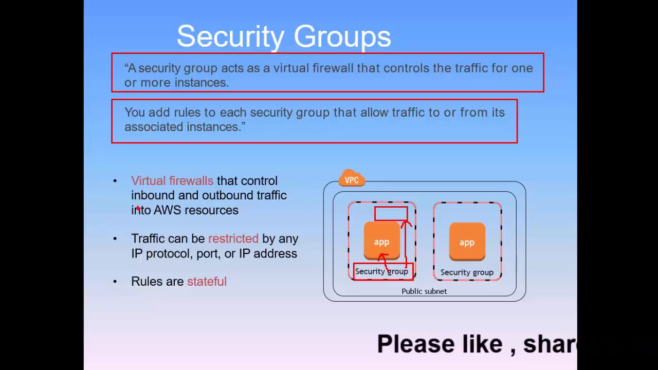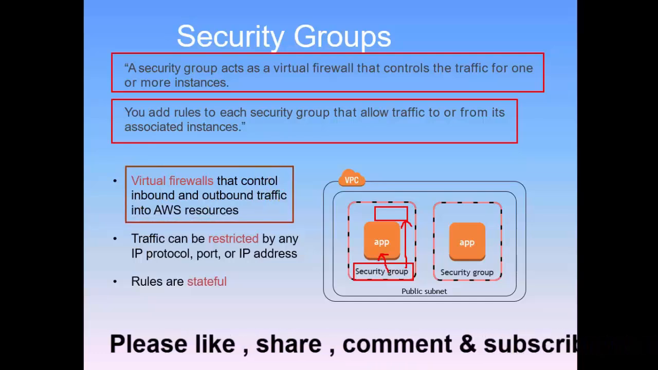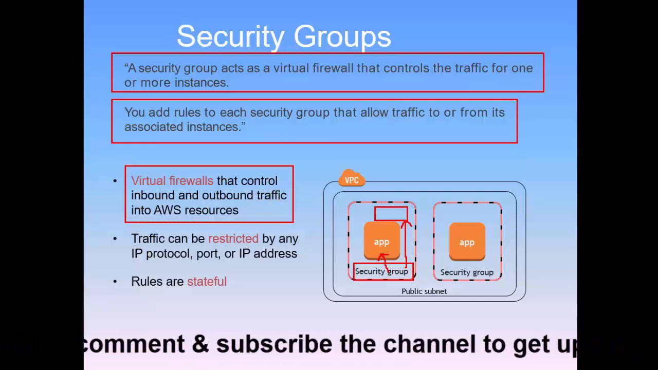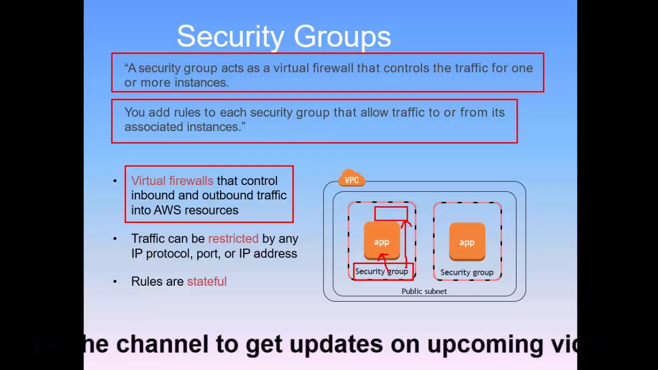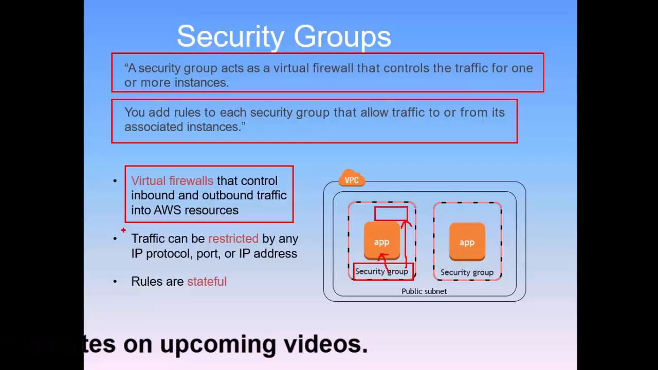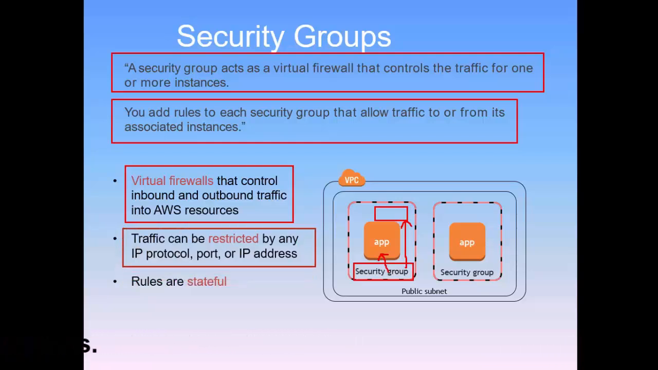So it is an AWS firewall that controls inbound and outbound traffic into the AWS resources. Traffic can be restricted by any IP protocol, port number, IP address. So we can restrict the traffic with the help of protocol. Please watch the previous video. We have done that practically in all the videos of AWS, whatever we created. We create different EC2 and we add security group rules there.